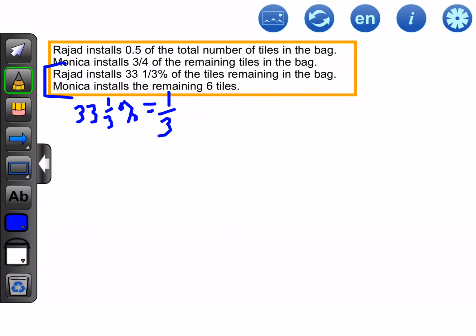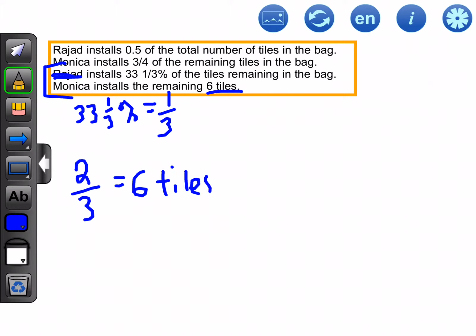So Rajad had some tiles. We don't know how many. He installed a third of those tiles, and afterwards there were 6 tiles remaining. So if he installed 1/3, that means 2/3 were remaining. But that 2/3 is equal to 6 tiles.